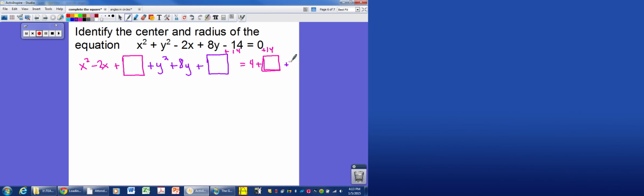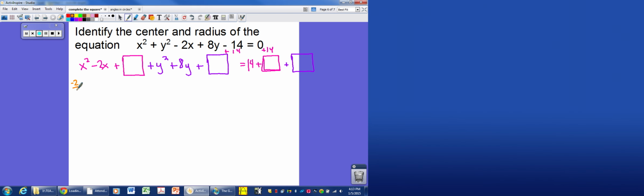Okay, I've got to complete the square with the x stuff and with the y stuff. And over here I add it to both sides. So here's my 14, rather, not 4, sorry. 14 plus whatever the pink box is plus whatever the purple box is. So let's see what these are going to be. What goes in the box?